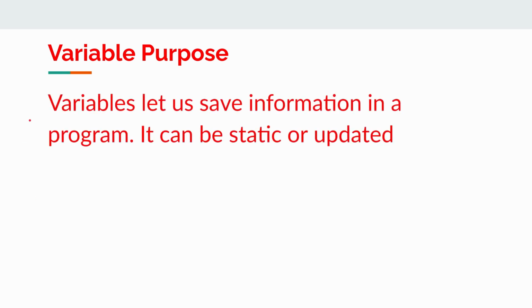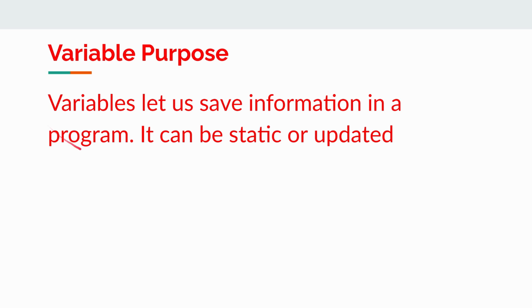So we know that variables let us save information in a program, and in that program, it can either be static, like we just saw in the last example, or we can update it in the program. So by static, I mean we set the value of the variable right at the beginning, and we use it, but we don't change it throughout the program. Updated means that as the program runs, we actually adjust the variable on the fly.